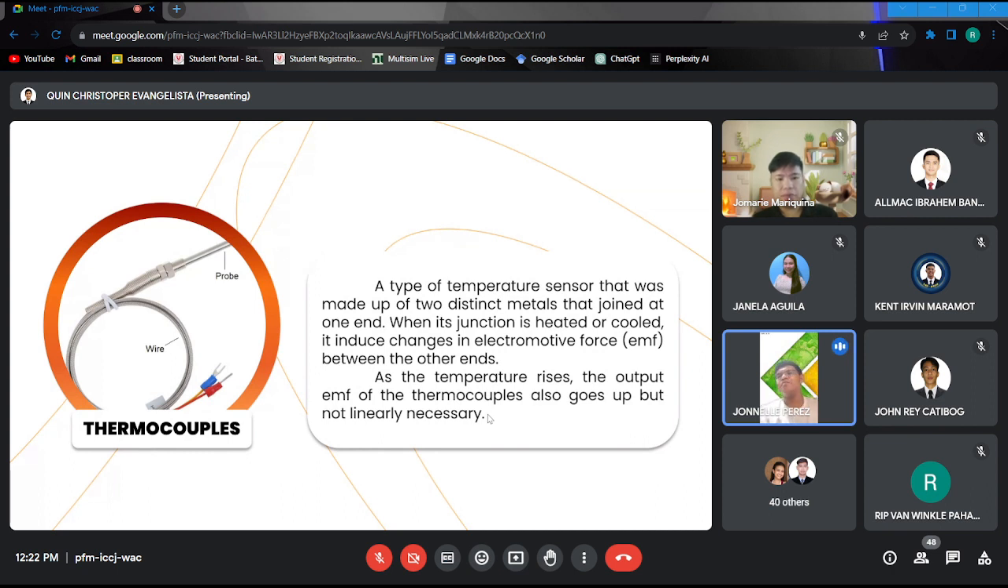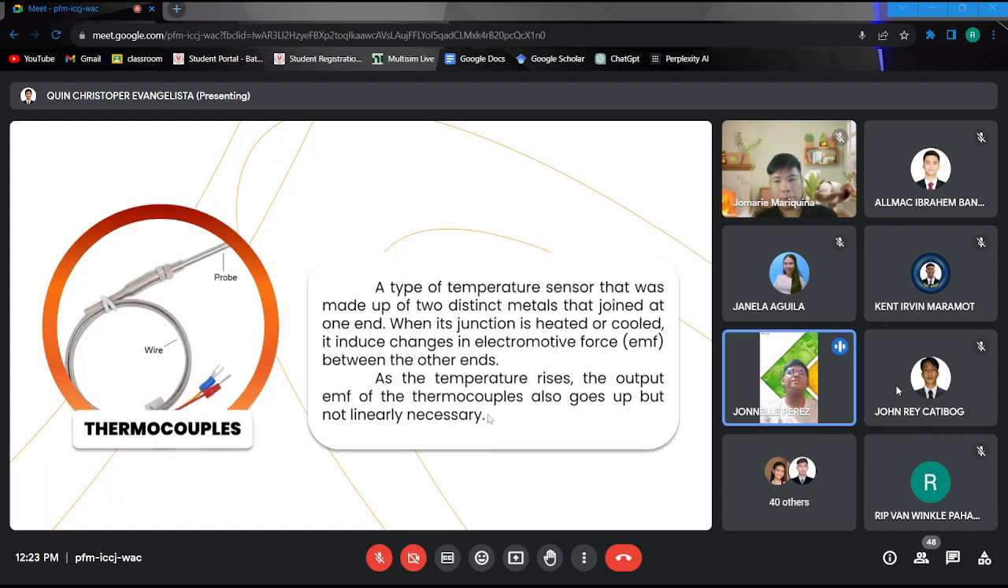Then the thermocouple will produce two different voltages, and the multimeter or voltmeter will record them. Since we have two different voltages recorded, the voltmeter or multimeter will measure the voltage difference, therefore telling us the temperature of the substance or material that we are measuring. Now here's a short video on how we usually use a thermocouple.